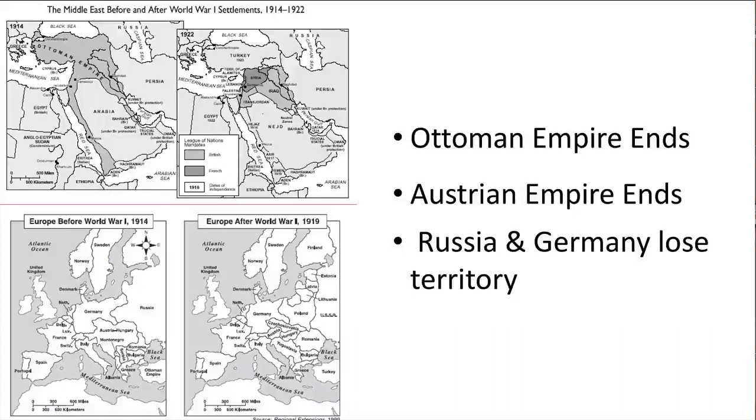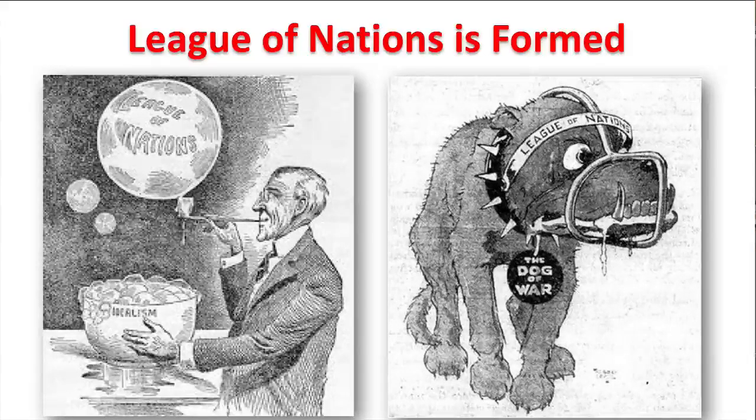Number two, because Russia leaves the war early, Russia had to give up territory to Germany in order to leave the war. And that's how come Russia is much larger in the left map than in the right map. So Germany loses territory, the Austria-Hungary Empire is gone, the Ottoman Empire is gone, Russia loses territory, the nations of Eastern Europe are formed.